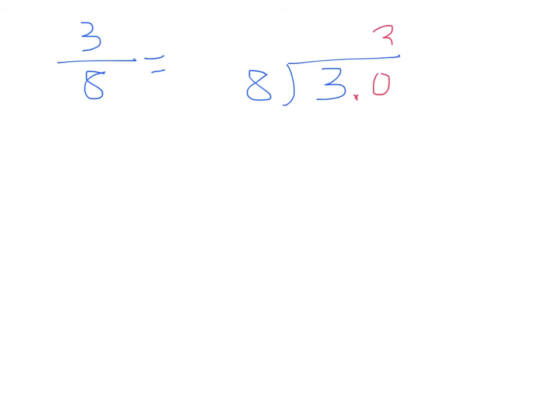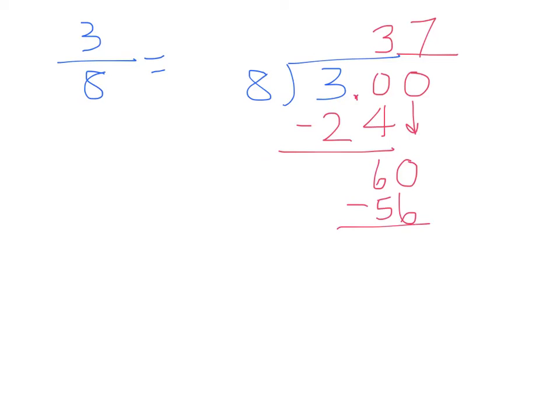3 times. 8 times 3 is 24. 30 minus 24 is 6. Okay? So I have a remainder here, and I don't want the remainder, so I'm going to add another what? 0. So let's extend this out. Drop the 0. How many times does 8 go into 60? 7 times, right? 8 times 7 is 56. 60 minus 56 is 4.